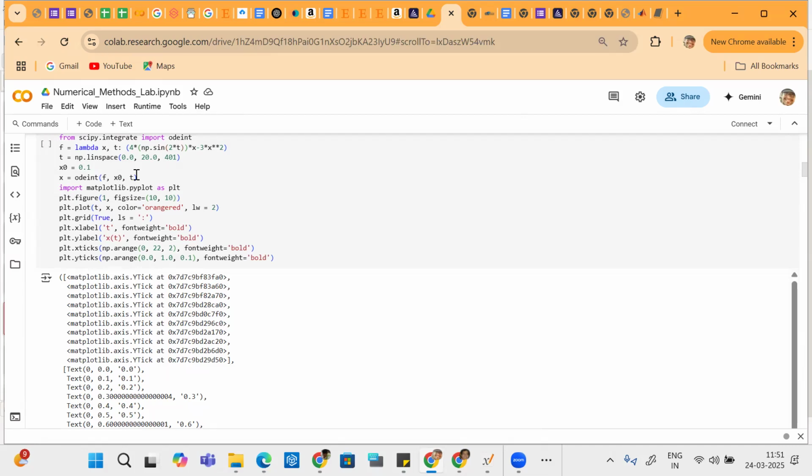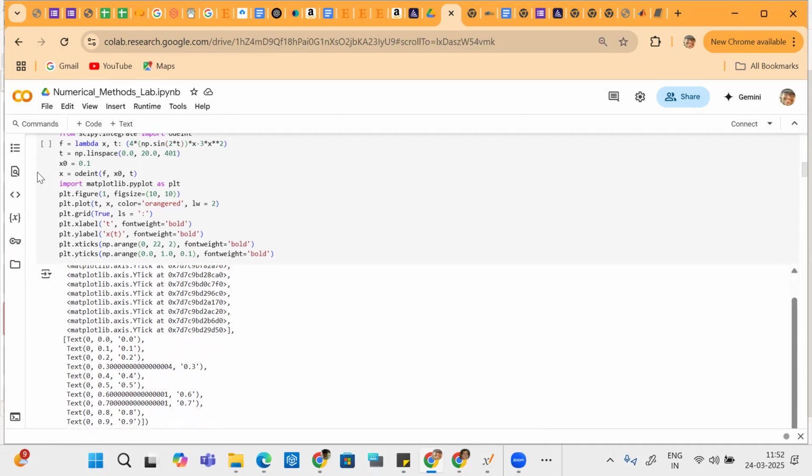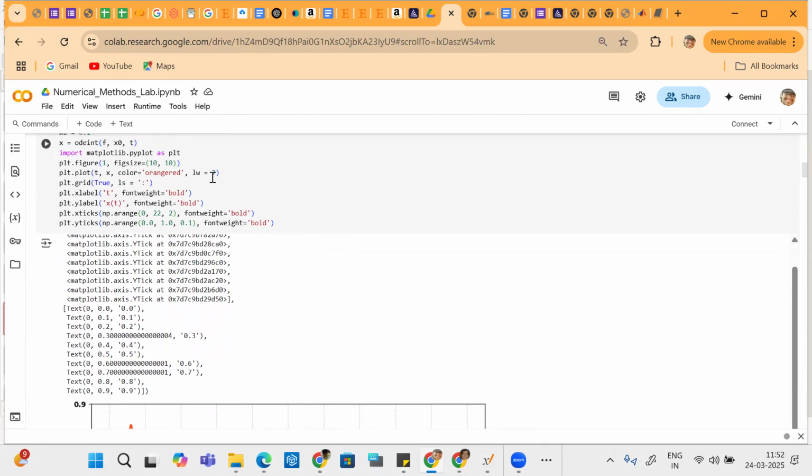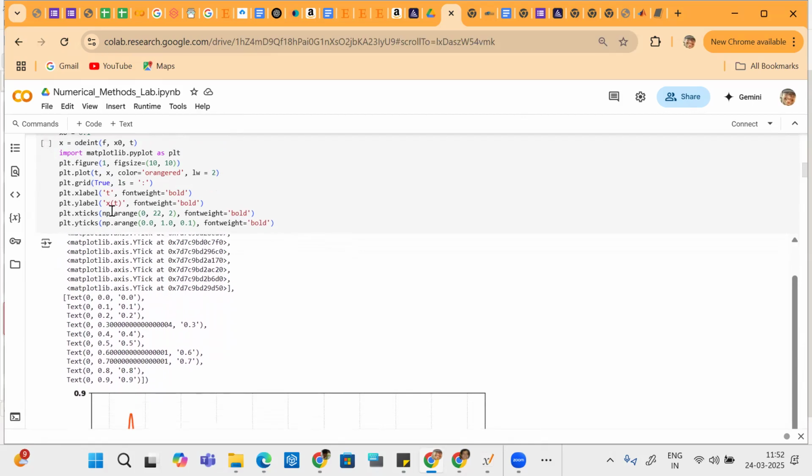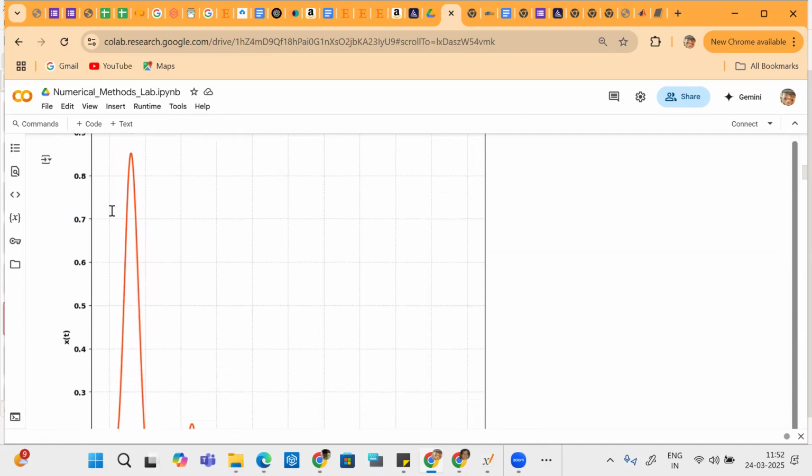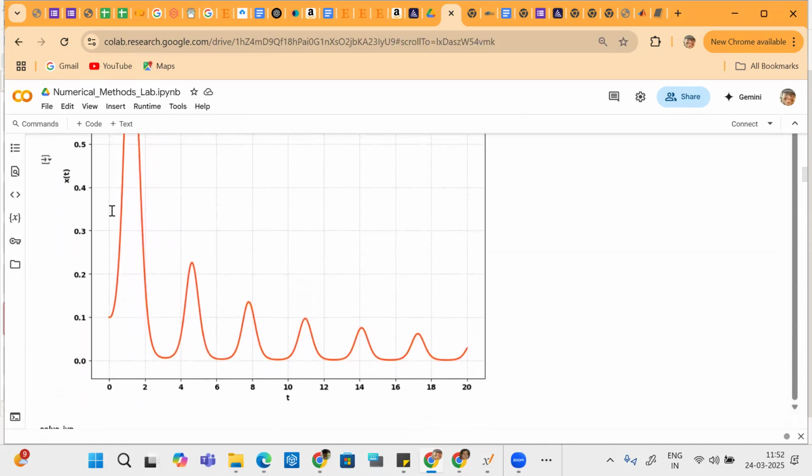So you can see x is that. It will return an array and that is stored in x. So what I have to do is plot x, isn't it? That's the data it has of the ODE. You can see that I'm plotting in orange color. This solution is x of t versus t, going from 0 to 20. What I have taken in Python is 0 to 20 in 400 steps.